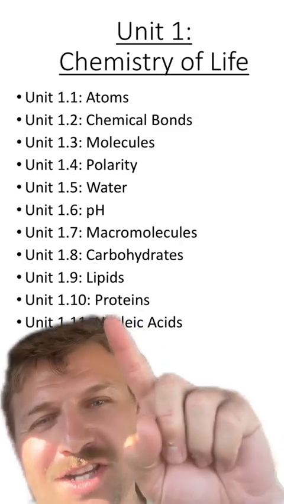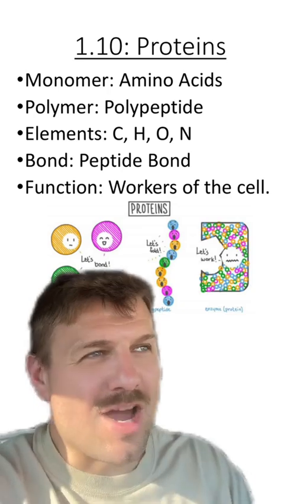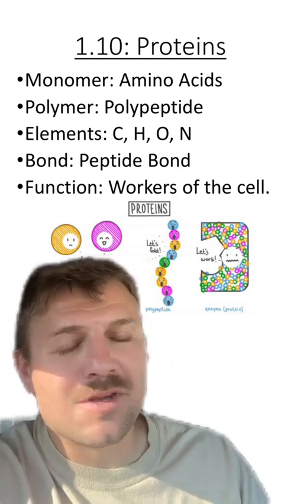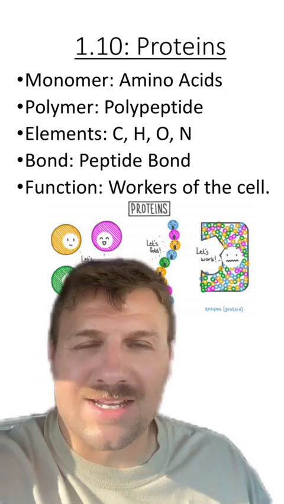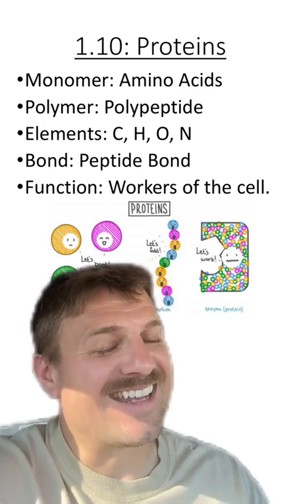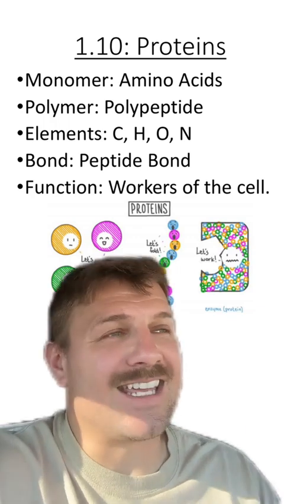And in this section, we're going to talk about my favorite type of macromolecule. It's known as proteins. The monomer of a protein is known as an amino acid, and the polymer that it makes is called a polypeptide. The elements that we find in proteins are carbon, hydrogen, oxygen, and nitrogen. So one defining quality of protein is that it contains nitrogen.